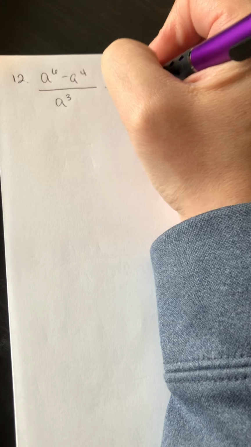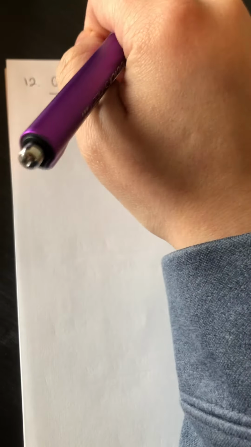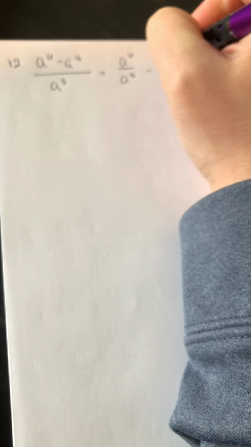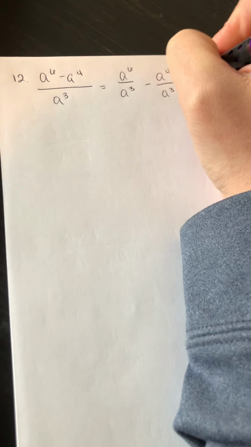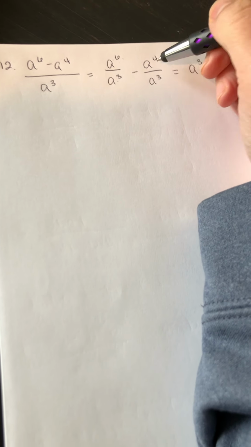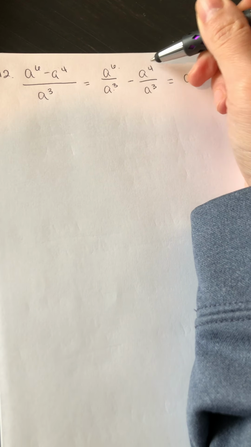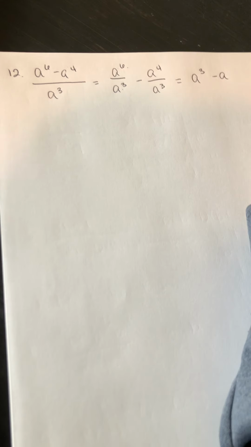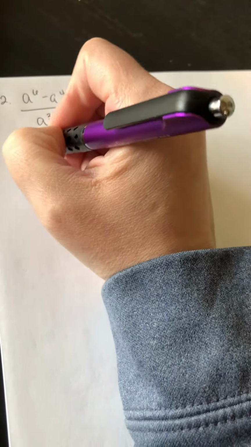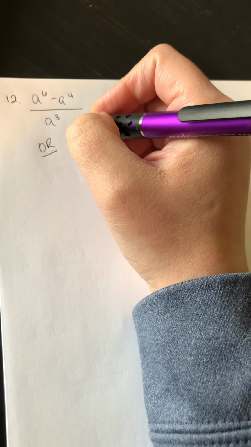You can split it into two pieces, because if you have this sum or difference, this one's a difference, and it's divided by something, then each piece gets divided by that, just like with normal fractions. And then you can reduce that. So a to the sixth divided by a cubed, 6 minus 3 is 3, so we've got a cubed. A to the fourth minus a cubed, 4 minus 3 is 1. And there's your answer.